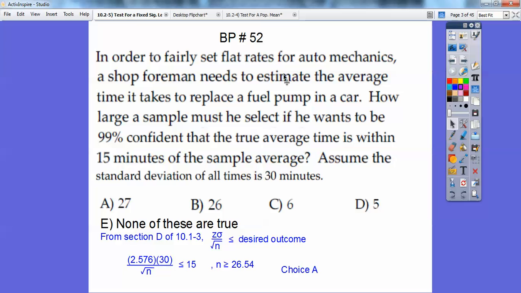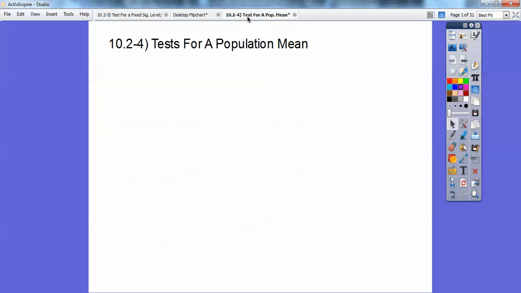Alrighty? Alright, so let's go ahead and begin this lesson. Testing for a population mean, section 10.2-4.